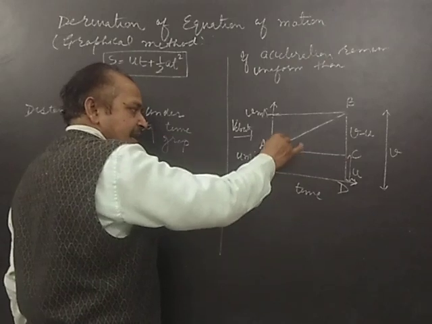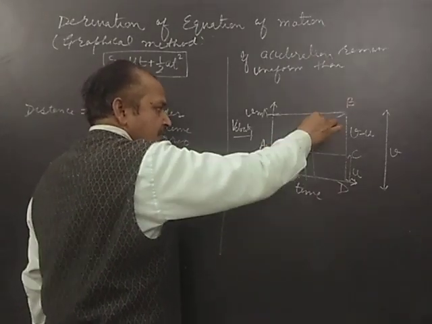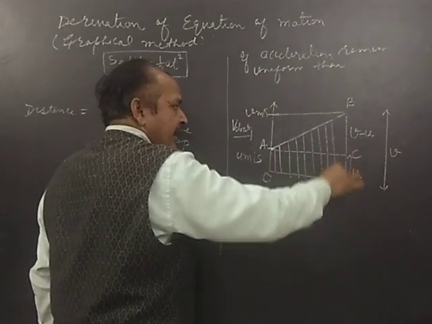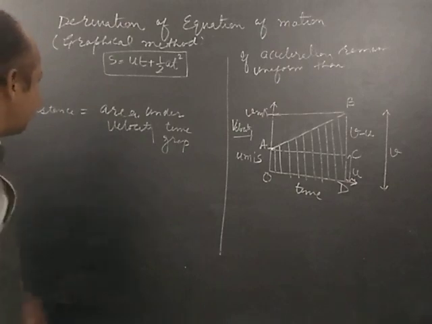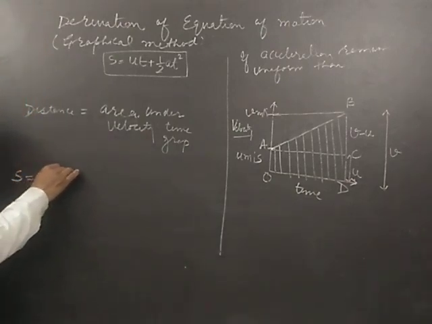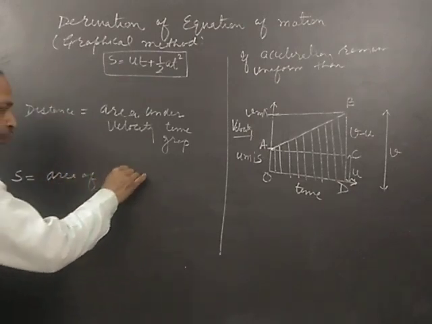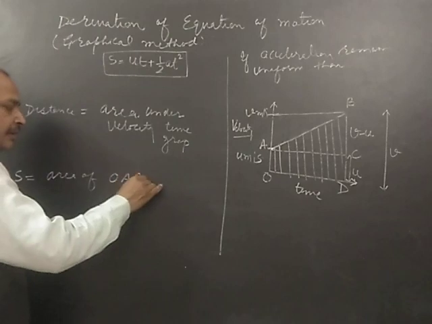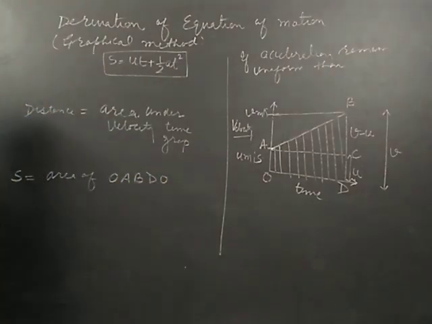And what is the area under this graph? This is this entire area. This is the area under the velocity time graph. That means S is equal to area of OABDO.